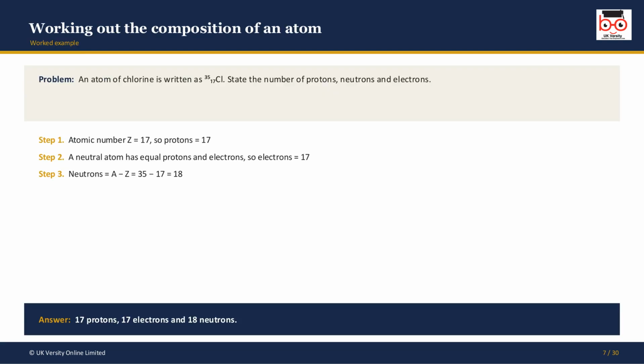Let's work one through. We've got an atom of chlorine written with mass number 35 and atomic number 17. The atomic number is 17, so straight away, that's 17 protons. Because the atom is neutral, the electrons match the protons, so 17 electrons too. For the neutrons, we do A minus Z, that's 35 minus 17, which gives 18. So the atom has 17 protons, 17 electrons, and 18 neutrons.